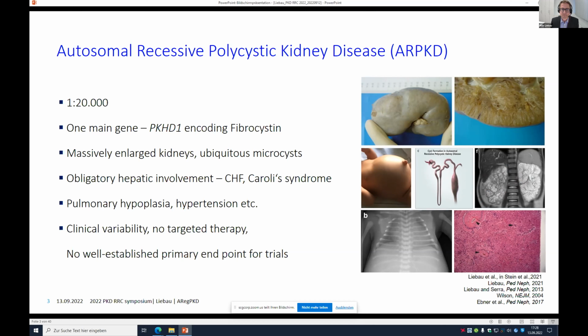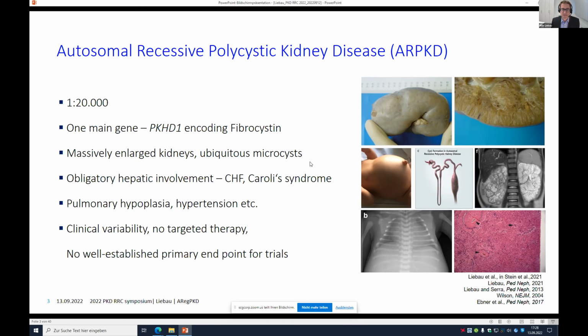abdominal distension. In addition to the kidney phenotype, there's always the liver involved that is due to a defect in bile duct development and can present with congenital hepatic fibrosis or Caroli syndrome. And additional extrarenal manifestations include pulmonary hypoplasia, hypertension, etc. So it's a real clinical challenge.